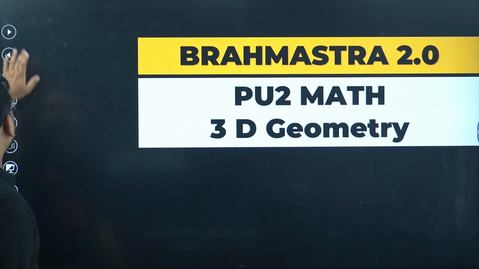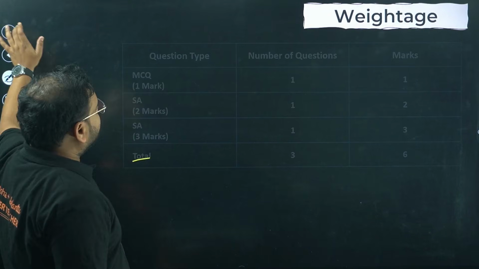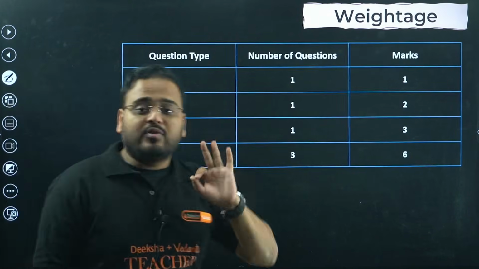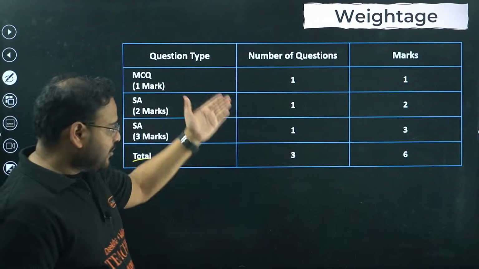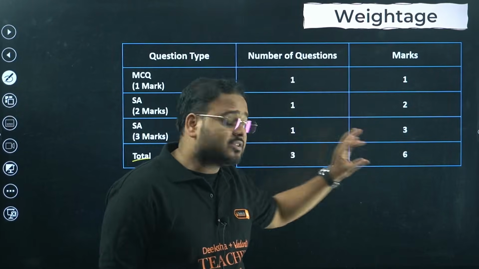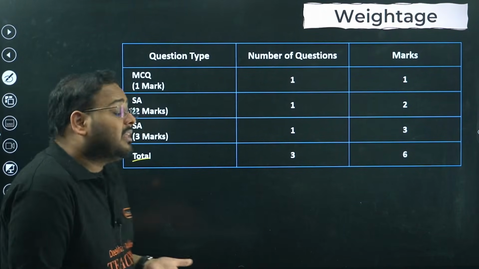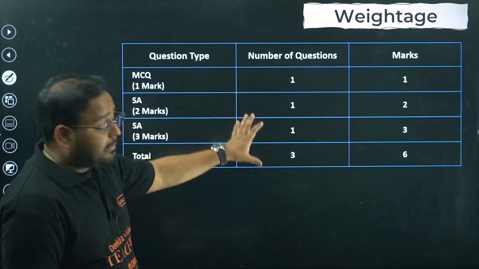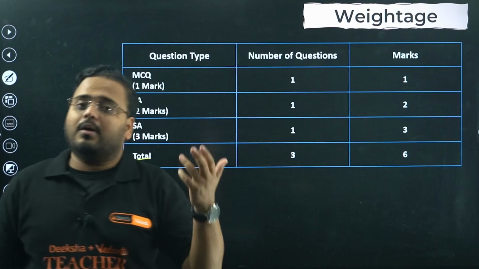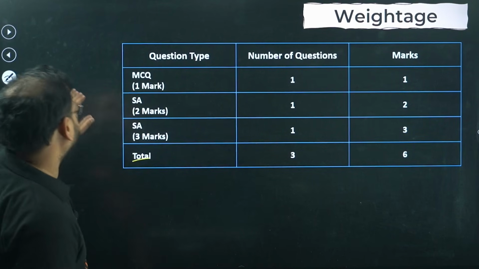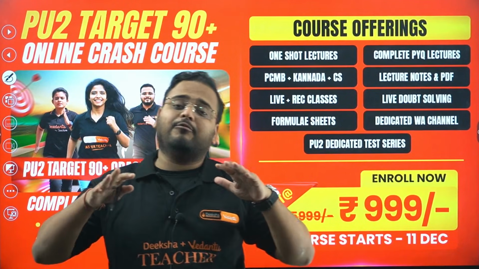First thing is your weightage as per the latest blueprint given by your boards. This is the weightage over here. There are going to be 3 categories of questions from this chapter: 1 marker, 2 marker and 3 marker, 1 question each. The total is 3 questions, and the marks are going to be 6 over here. The beautiful thing about this particular chapter is that you can predict the question. Means you can predict what will come in 2 marker, what will come in 3 marker, and likewise we'll see that.